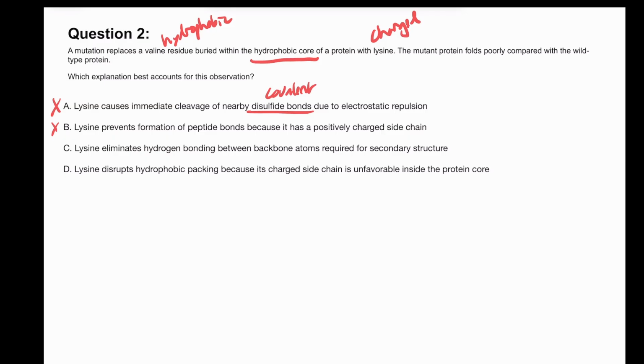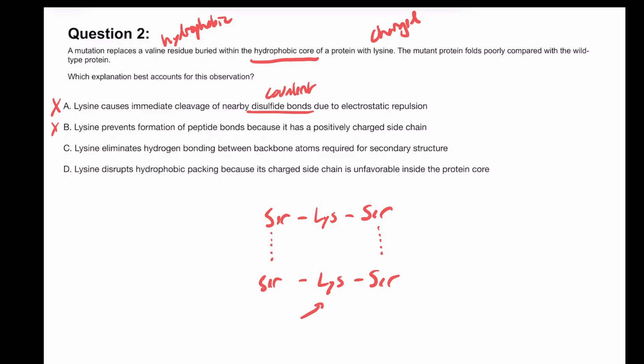C. Lysine eliminates hydrogen bonding between backbone atoms required for secondary structure. Well, let's think about that. Let's pretend we have a serine, a lysine, a serine on one side of our protein, and then a serine, lysine, serine on another side. We know that the serines have OH groups as part of their R groups, and we know that as a result, they can bind with each other via hydrogen bonding.